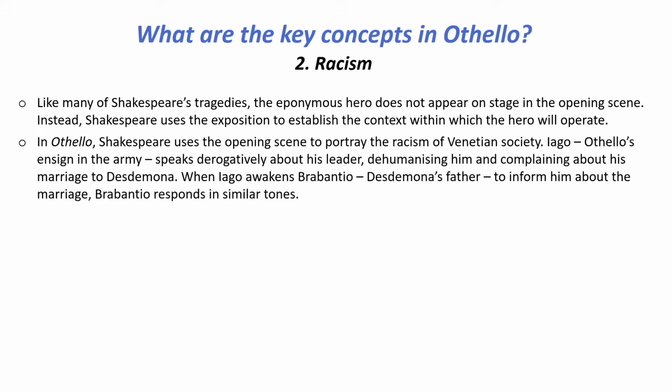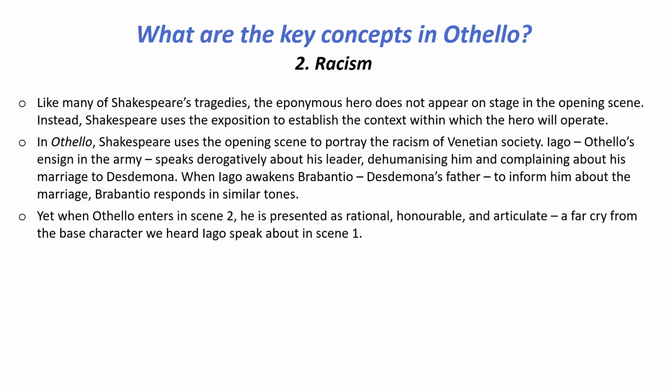And Iago discusses this with his sidekick, his dupe, Rodrigo, and they go together to the house where Desdemona lived previously, before she eloped with Othello, and they waken up her father, Brabantio. And they tell him about the marriage, and Brabantio responds in similarly racist tones. So this scene is very difficult to watch as a modern viewer, but what Shakespeare's doing is he's trying to establish the racism that Othello is up against in the play.